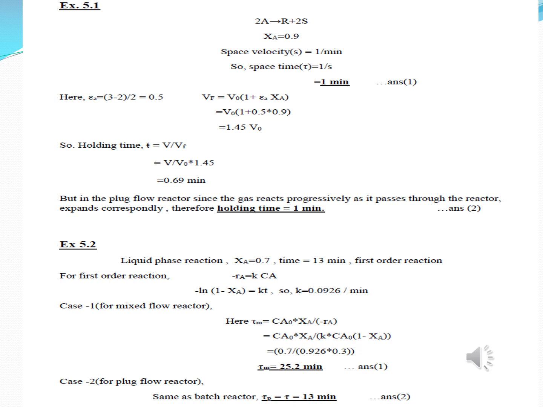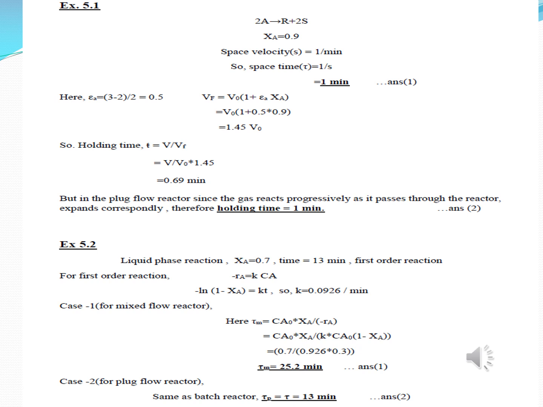So this slide represents the solution of problems 5.1 and 5.2. You can see that in 5.1 we are given the chemical reaction 2A gives R plus 2S, and the conversion is 0.9, 90%. Space velocity was given in the statement as 1 per minute. So space time is 1 by S, the reciprocal of the space velocity. So it comes out to be 1 minute. So space time is 1 minute, that's already calculated.